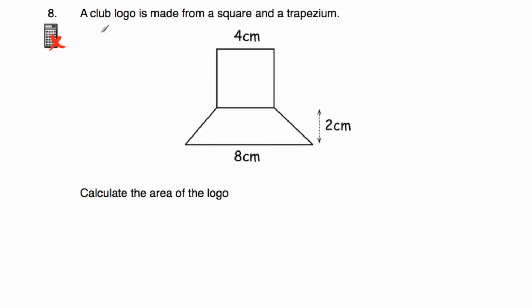So question number 8 said, a club logo is made from a square, so here's our square, and a trapezium here. And we've been asked to calculate the area of the logo. So let's find the area of the square first of all, and then find the area of the trapezium, and then add them together, and that'll be the area of the logo.